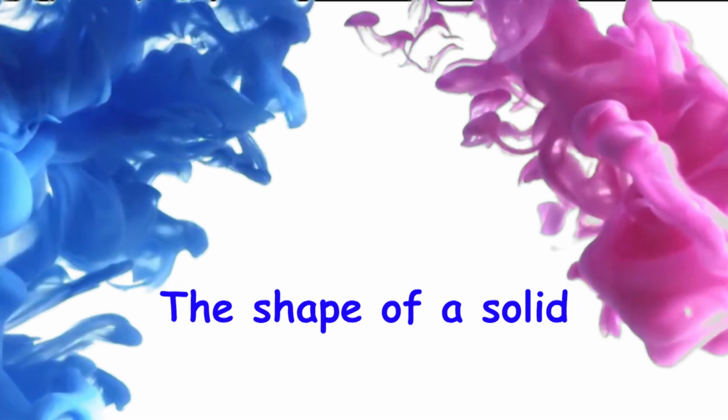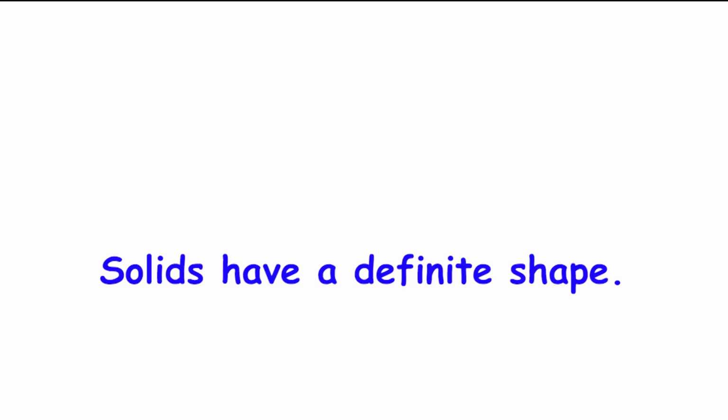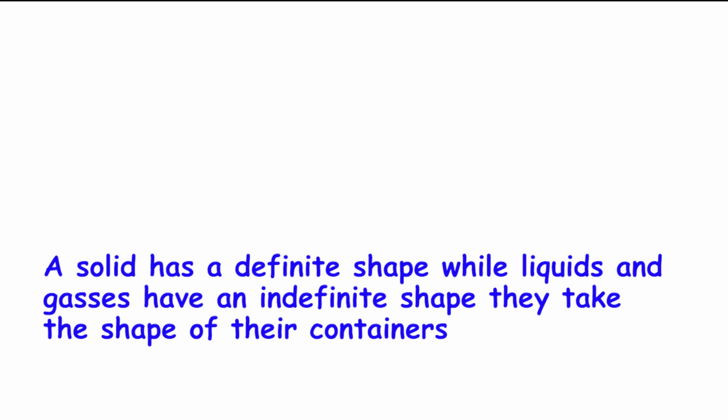What about solid? In front of me, this book, which has a rectangular prism shape. If I move it to another room, does the shape change into cylindrical? No, solids have a definite shape. To sum up, a solid has a definite shape, while liquids and gases have an indefinite shape. They take the shape of their containers.